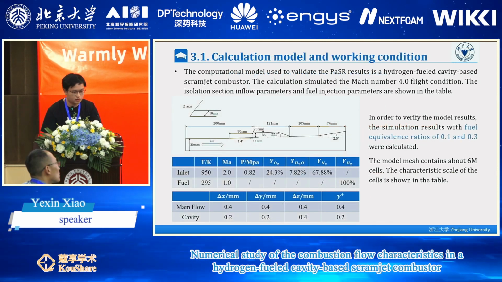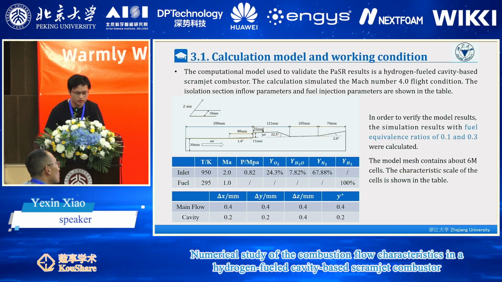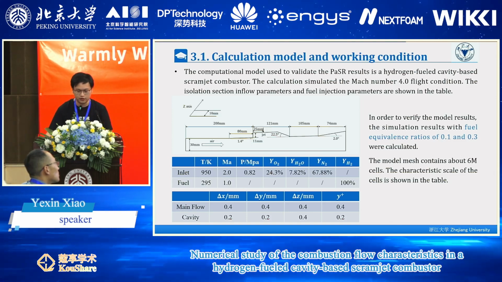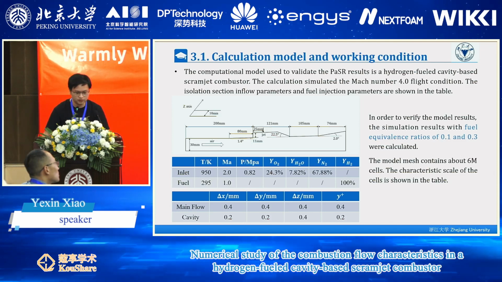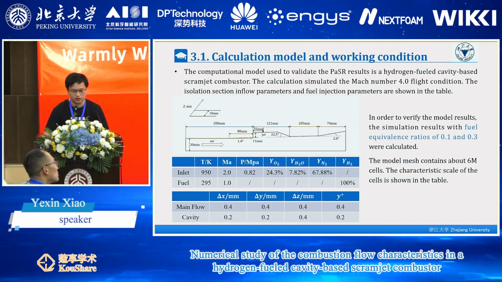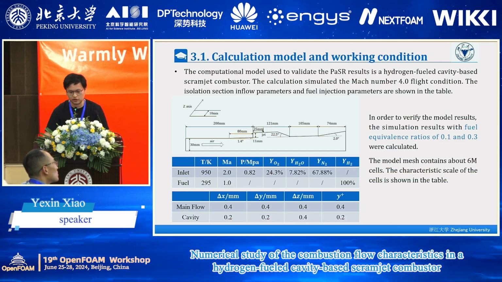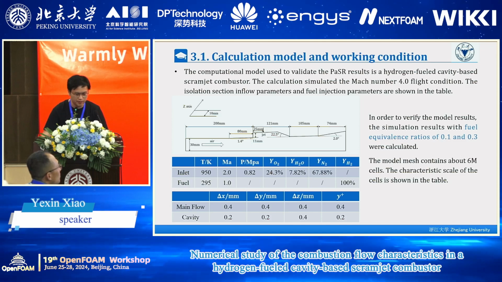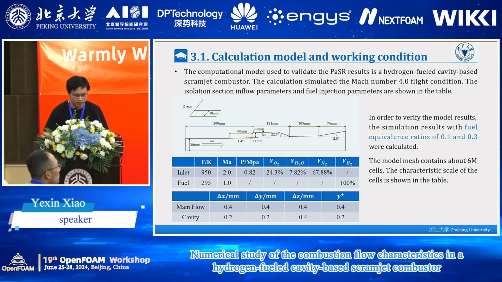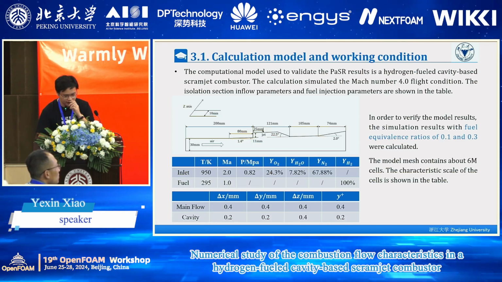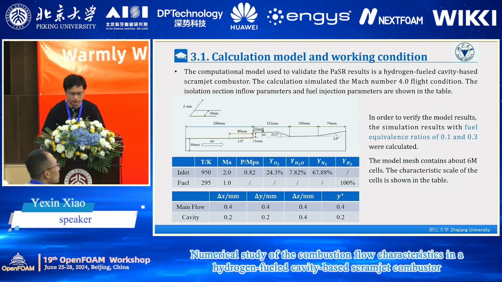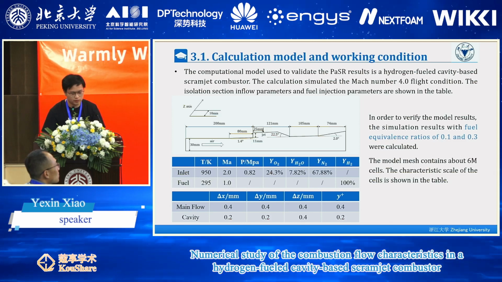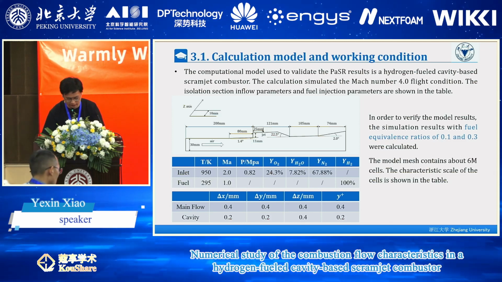And here is the calculation model and the working condition. The computational model used to validate the PSR results is a hydrogen-filled cavity-based scramjet combustor. The calculation simulated the Mach number 4.0 flight condition. The isolator section inflow parameters and fuel injection parameters are shown here. In order to verify the model results, the simulation results with fuel equivalence ratios of 0.1 and 0.3 were calculated.